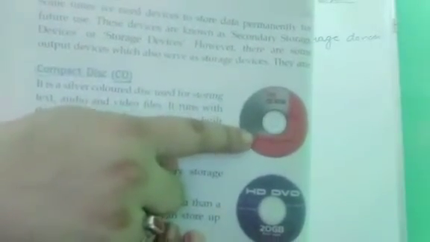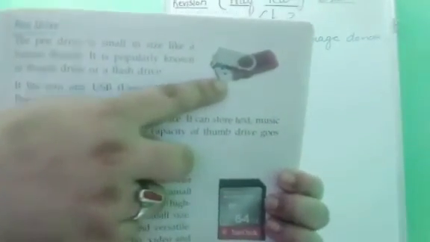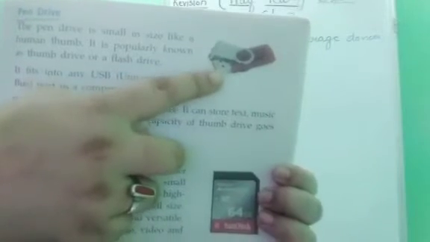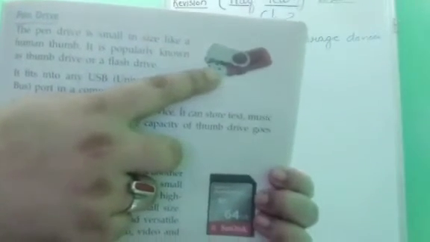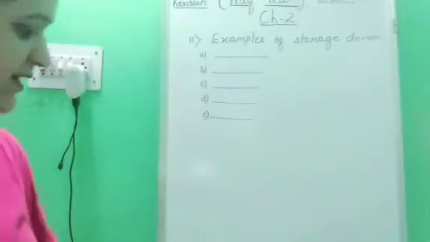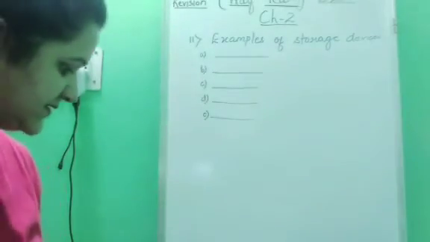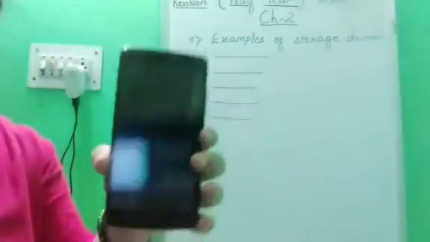Okay children. Now look at this device. This is a pen drive. Okay children. This is also used to store the data. Now look at this device. This is a SD card and this is a micro SD card. Now children, let me give you an example. Let's see. This is a mobile phone.